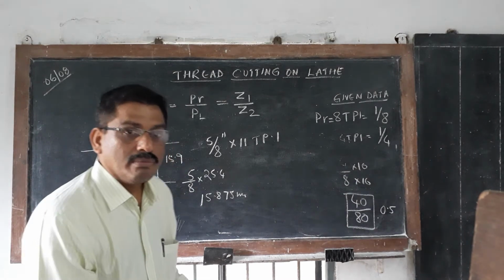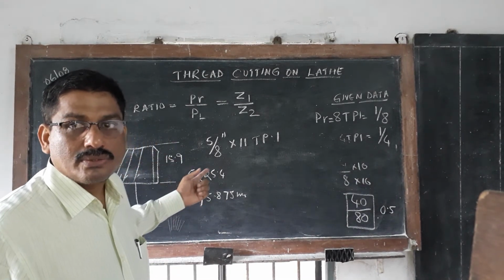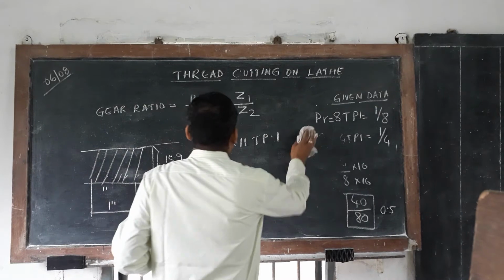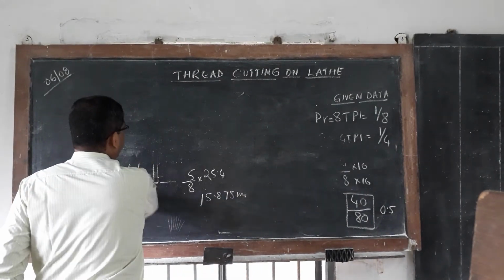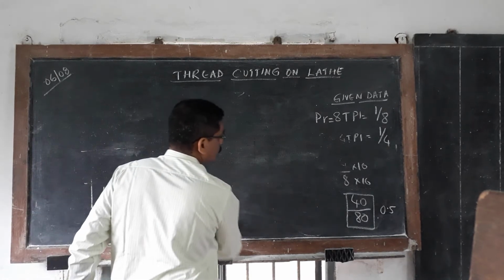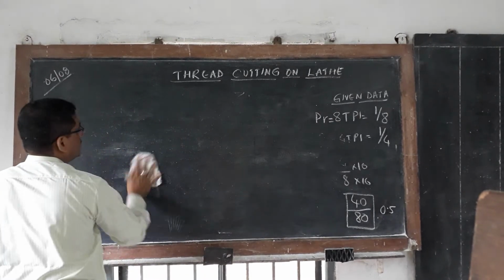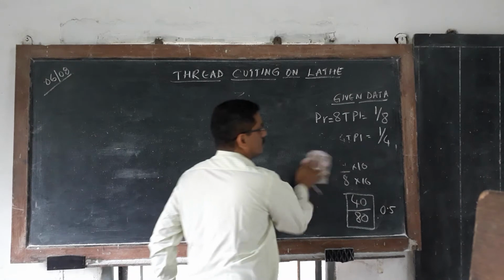So now we will calculate for that. So calculating this one: inch thread from metric lead screw. Inch thread from metric lead screw.